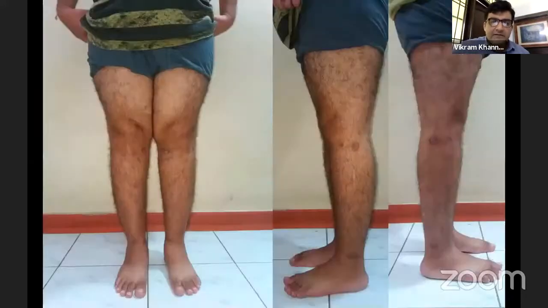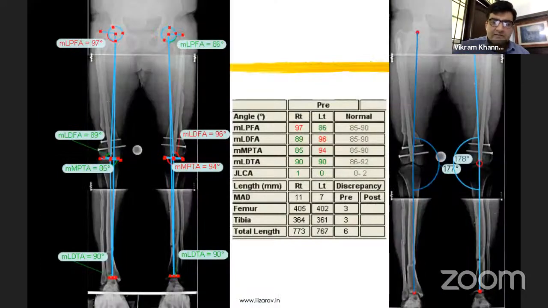After 2 months, everything was removed, and this is the final picture of the X-ray, the final alignment of both the lower limbs, showing that the angles are pretty much in the normal range on the right side, LDFA and MPTA. However, on the left side, the LDFA is undercorrected. To compensate for that, the MPTA is also a little higher, but the HK is within normal range.